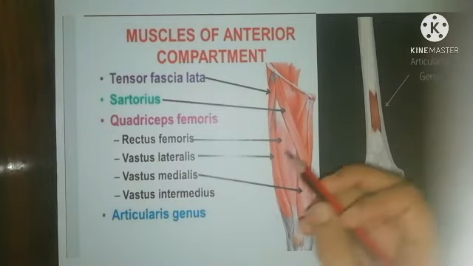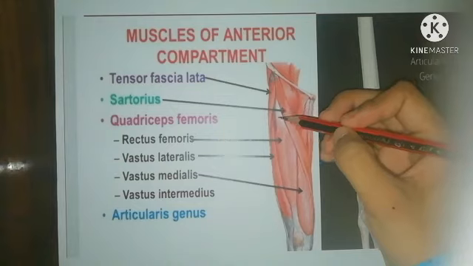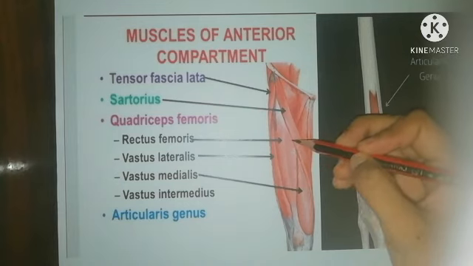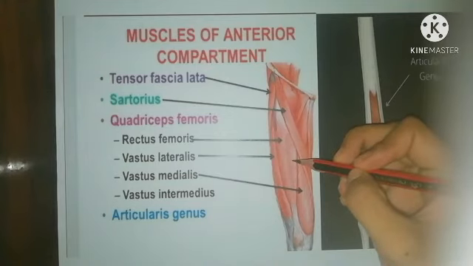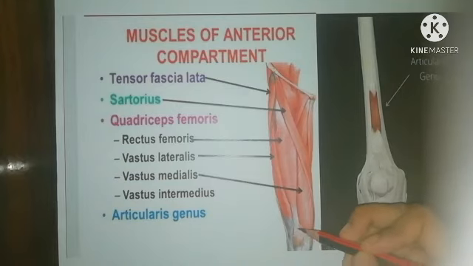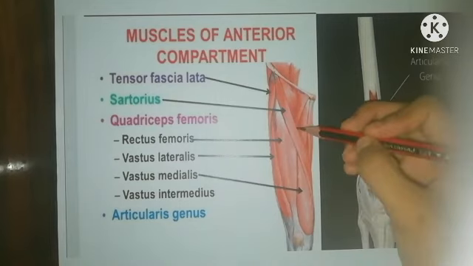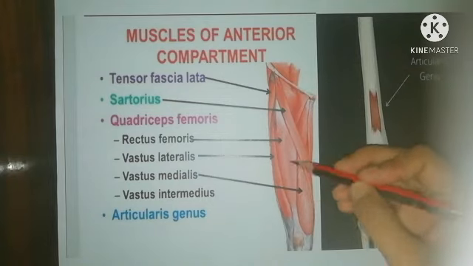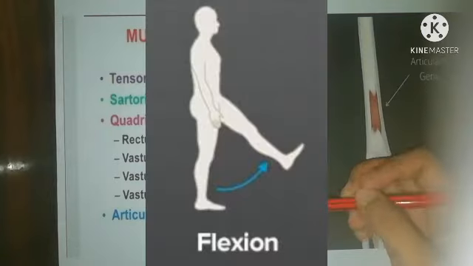Rectus femoris. This muscle is bipinnate and has a deep fibrous straight head. The origin of the straight head is from the anterior inferior iliac spine. The origin of the reflected head is from the groove above the margin of the acetabulum and the capsule of the hip joint. The insertion of the rectus femoris is in the base of the patella, as you can see over here. The nerve supply is the femoral nerve. The action of the rectus femoris muscle is extension of the knee joint and flexion of the hip joint.